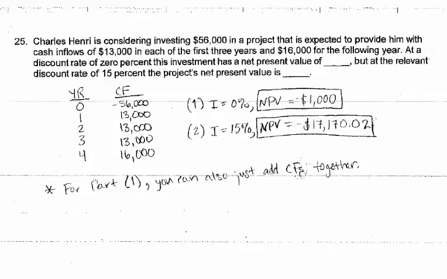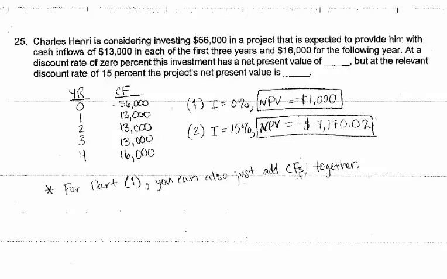Okay, so I'm just doing this to preview a conceptual issue, which is that you could have also just summed these up, right? So if you look at the cash flows column here, negative 56,000 plus 13,000 plus 13,000 plus 13,000 plus 16,000, what do you think you get? You'll get negative $1,000, right? So if there's no time value of money, you can just add cash flows up, right?